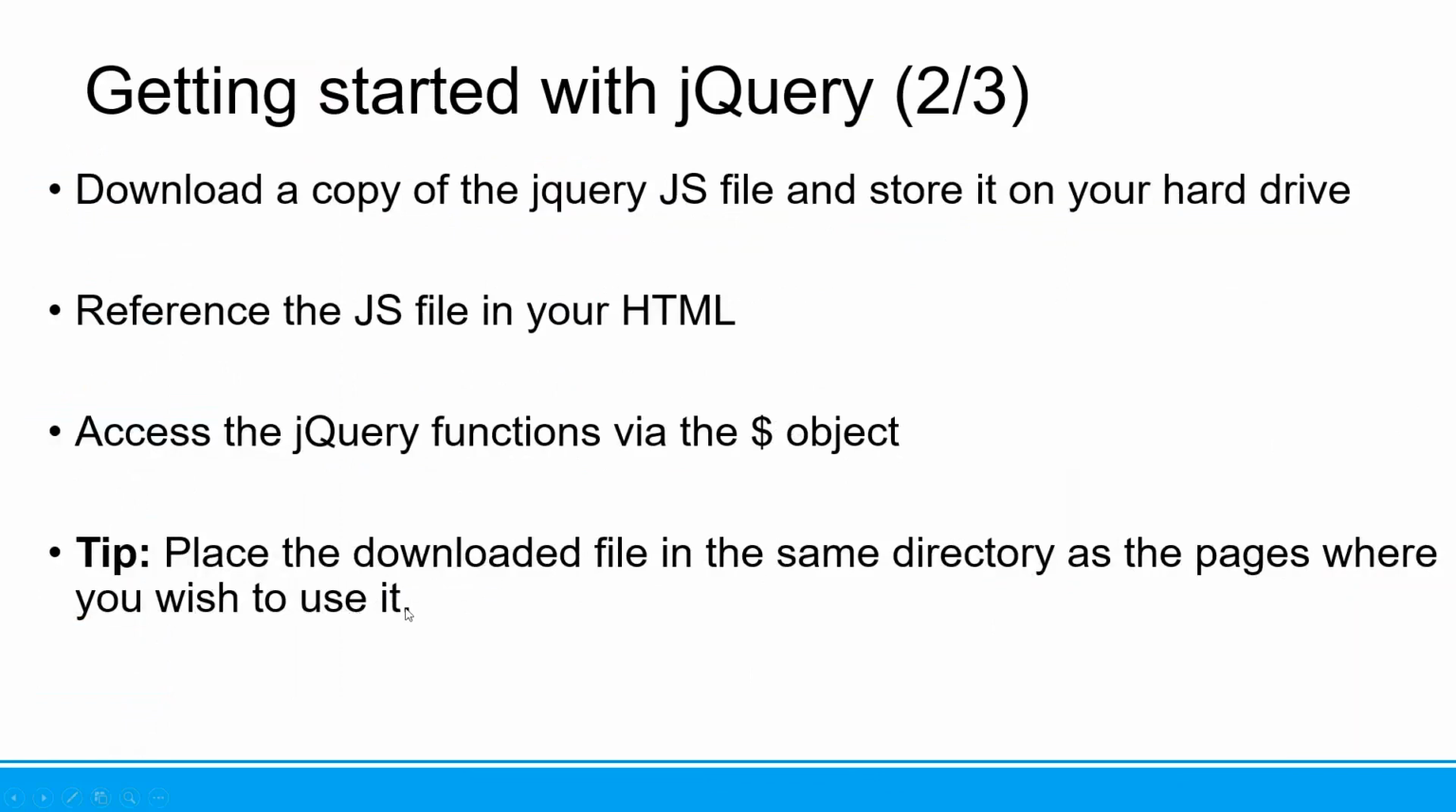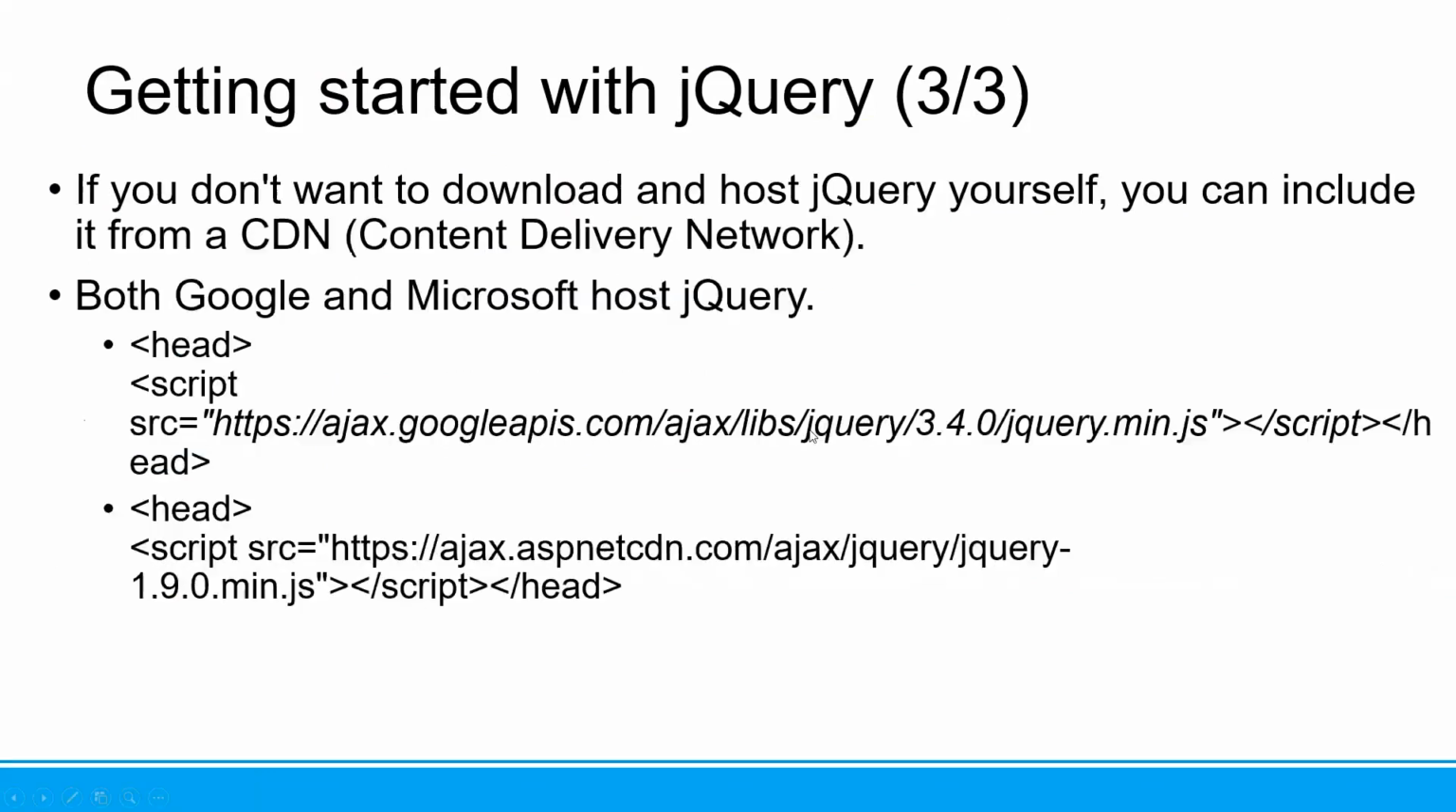Tip: place the downloaded file in the same directory as the pages where you wish to use it. So in the case of Django, it is better to locate jQuery in the JS folder. If you do not want to download, and want to host jQuery by yourself, then you can include it from a CDN, or content delivery network.